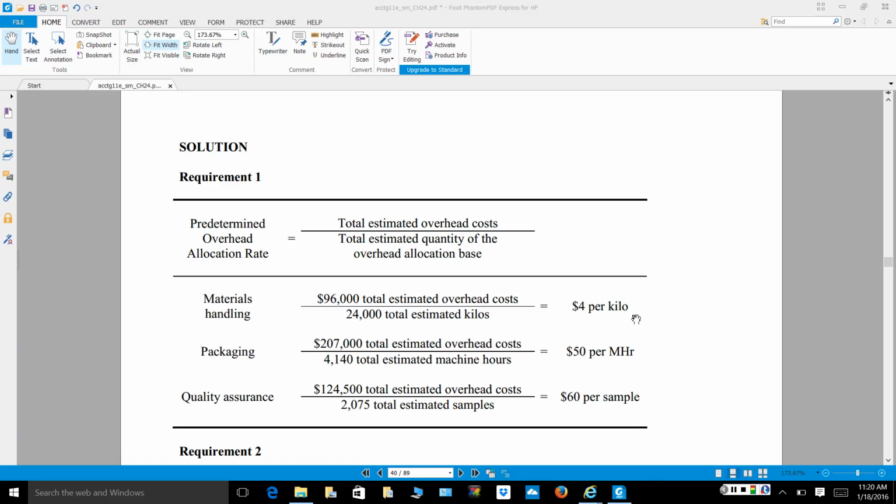And what we're saying is that for every kilo that we move, it is costing us $4 in overhead in the materials handling department. For every machine hour that I run, I incur $50 of overhead in packaging. For every sample that I generate, I incur $60 of overhead in quality assurance. Be sure you understand what these rates actually tell us about our organization.